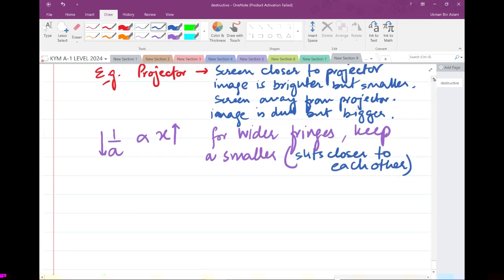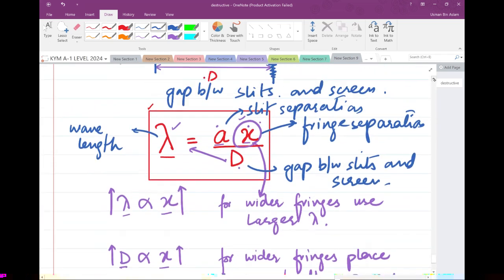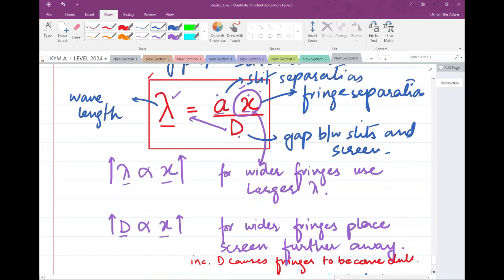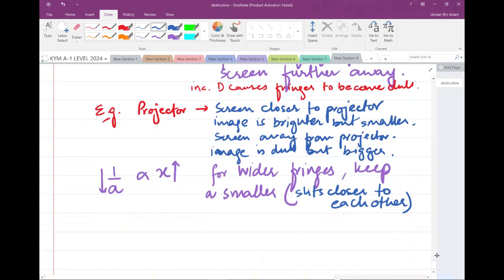If you remember from the diagram, that's where I labeled A. A here was the gap between the two slits. If this gap is bigger, the X is going to be smaller. The bright fringes are going to come closer to each other. If this A is smaller, that means the slits are closer. That's when the fringes are going to become further away from each other. That's the third relationship that we can form in this case.